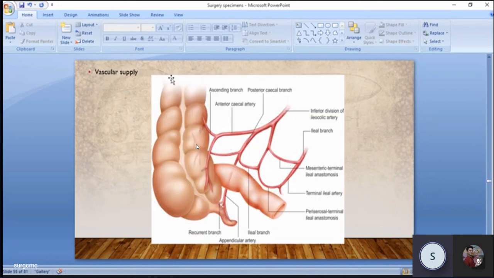So what is the vascular supply? The vascular supply is by the appendicular artery, which is a branch of the posterior cecal branch, which is a branch of the inferior division of the ileocolic artery.